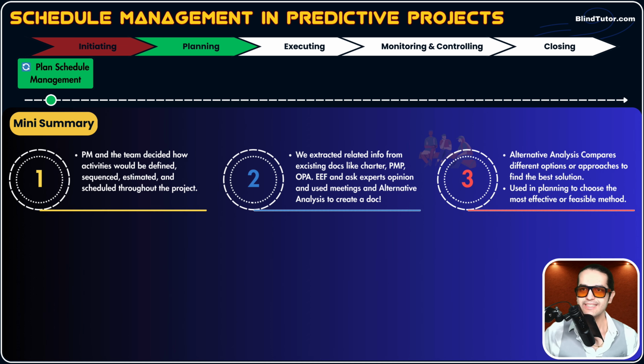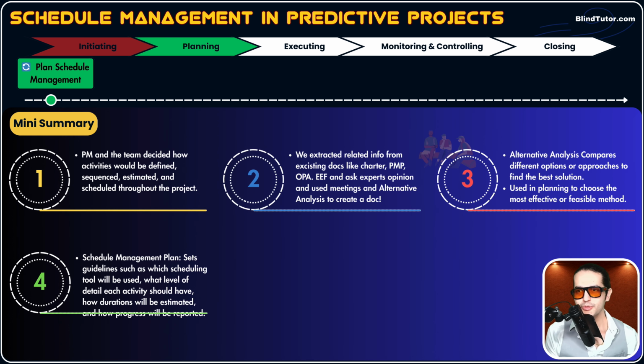For example, for forecasting purposes, we have different options, different software. Each software has its own pros and cons. We evaluate these options and use alternative analysis to pick the best option. We use alternative analysis in planning to choose the most efficient or feasible method. And then as a result of reviewing inputs and applying tools and techniques, we created one document, a how-to guide for schedule, which we call the schedule management plan.